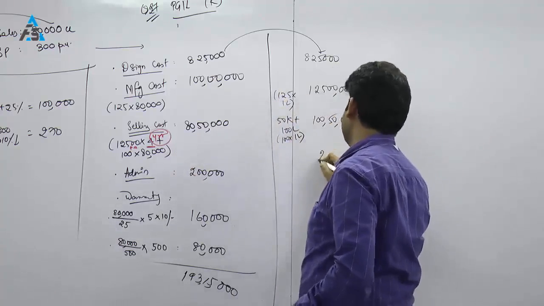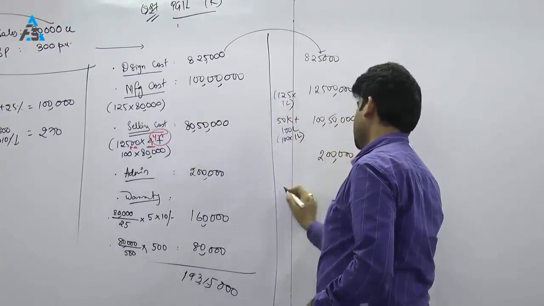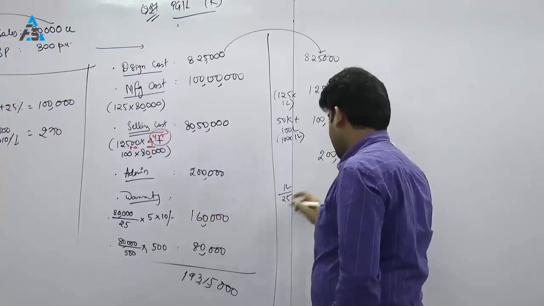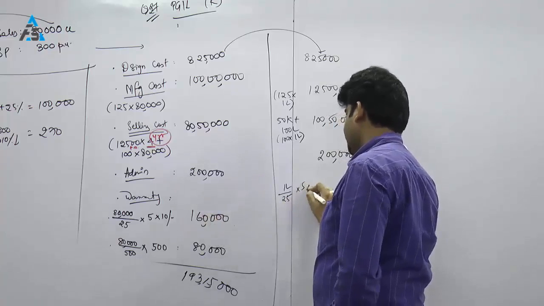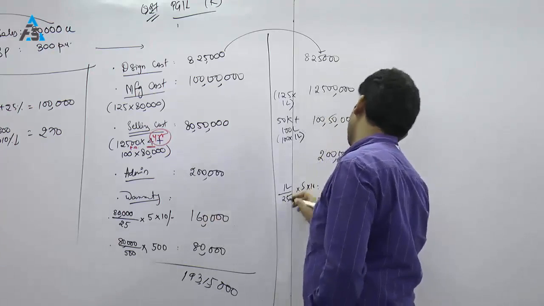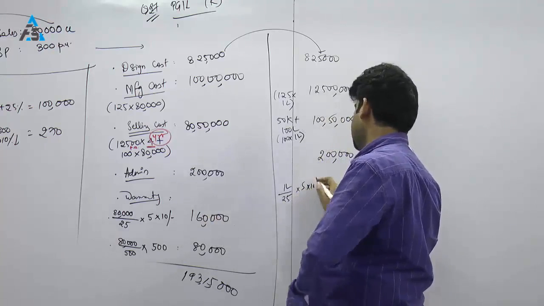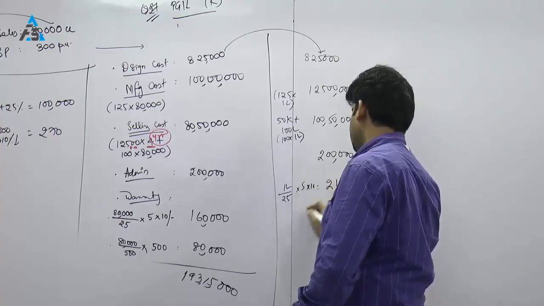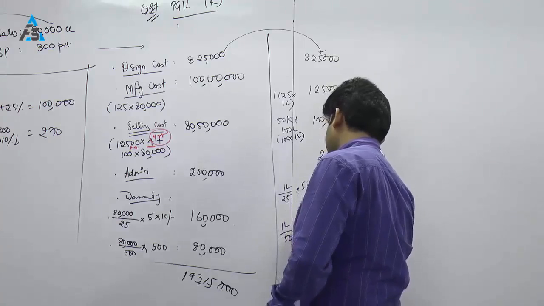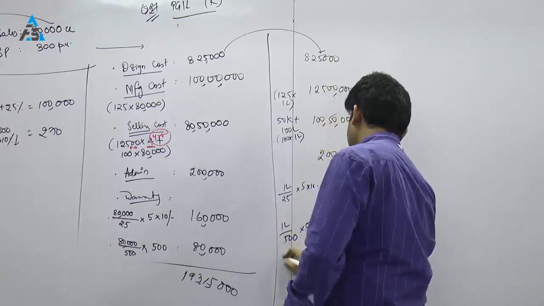Then there is admin, which I think will remain unchanged. Then, 1 lakh divided by 25 for the warranty, 1 lakh divided by 25 into 5 into 10. No change there probably. So, 5 5s are 25, 5 2s are 10. So, I think this will become 2 lakh. And 1 lakh divided by 500 into 500, this will become 1 lakh.